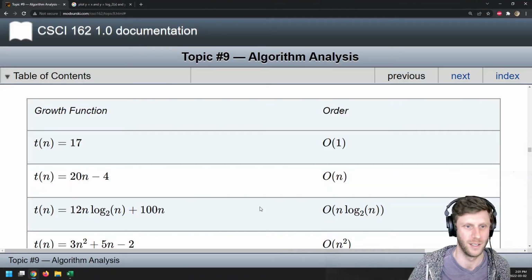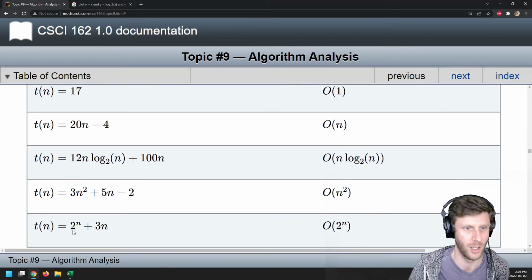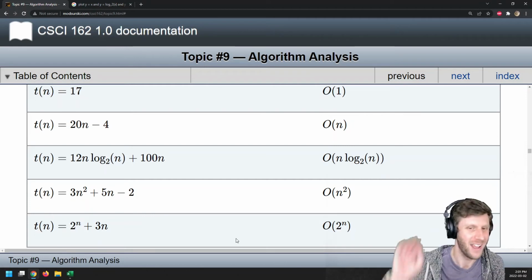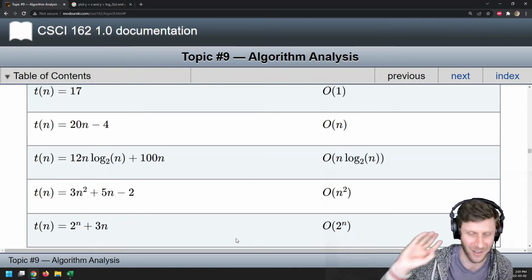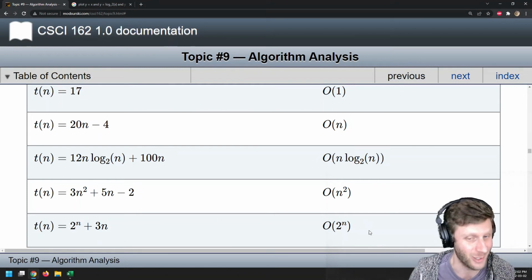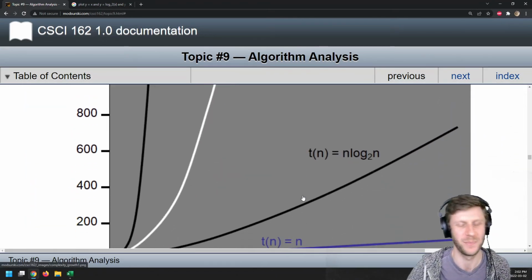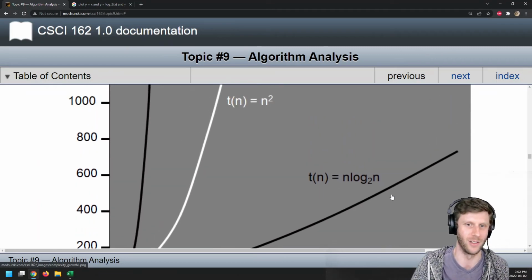Okay. So n squared plus n minus 2. N squared. Why? It's the dominant term. I look at the exponents. Ooh, 2 to the n versus 3n? 2 to the n. 2 to the n is horrendous. 2 to the n is terrible. It's like one of the worst there is. We will look at an algorithm that is 2 to the n. But if you have an algorithm that's 2 to the n, give up. Go home. And yeah, here's some plots of how they look.